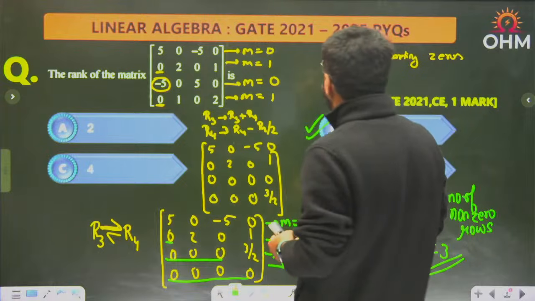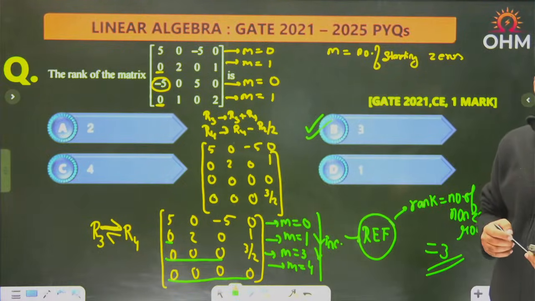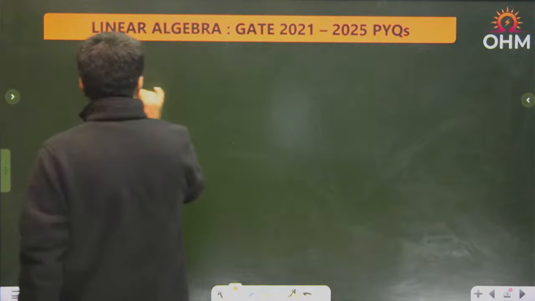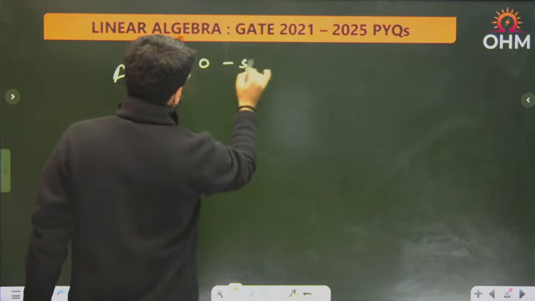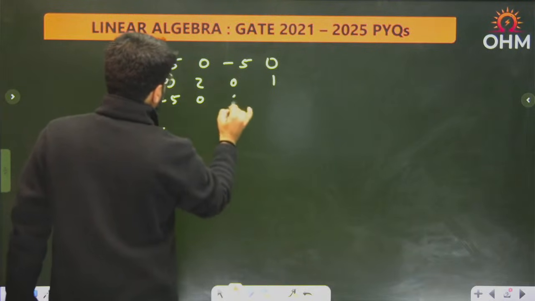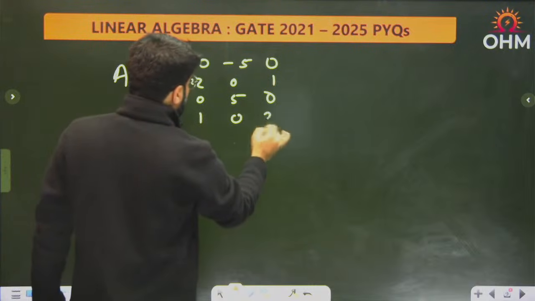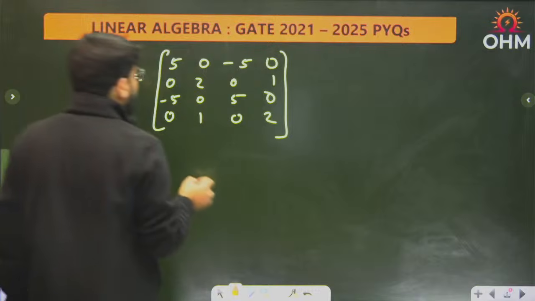All right. Now you see here, one more thing. Let us do one more simple thing here. For that, let me just copy the matrix once again, and now look into it.